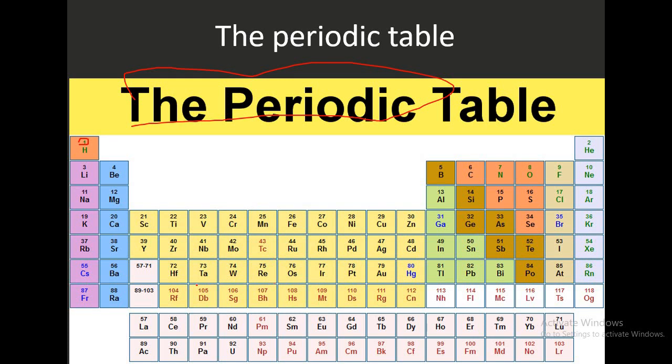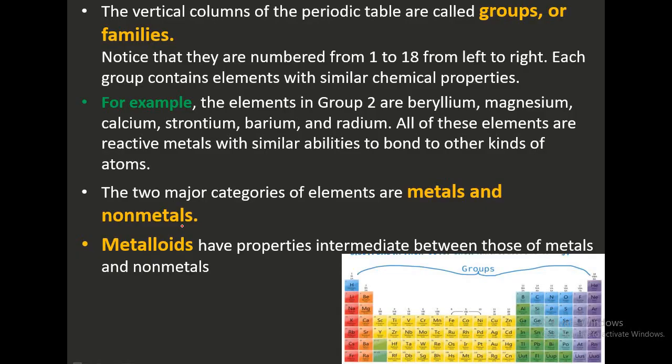The periodic table organizes the elements according to their atomic number and chemical properties. The vertical columns of the periodic table are called what? They are called groups or families.